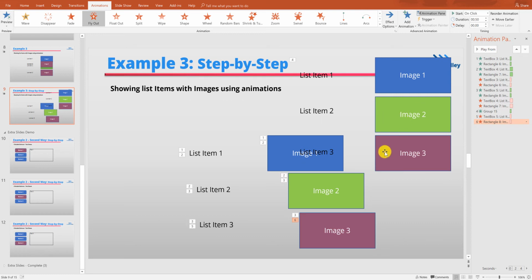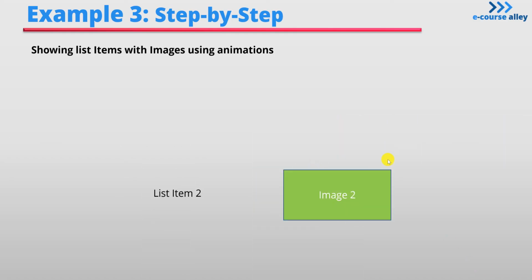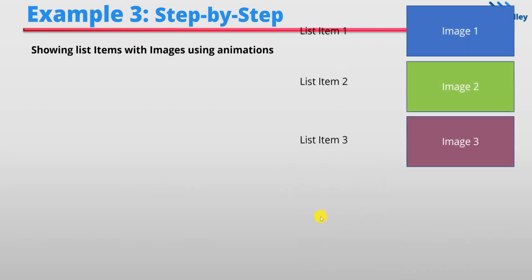There we go. Okay, so we just have to make sure this starts with group 15. Group 15 is our grouped image here. So we change this to start with previous. Now let's go save that. And then let's preview this. So image 1, 2, 3, group 1, right there, and those went away.